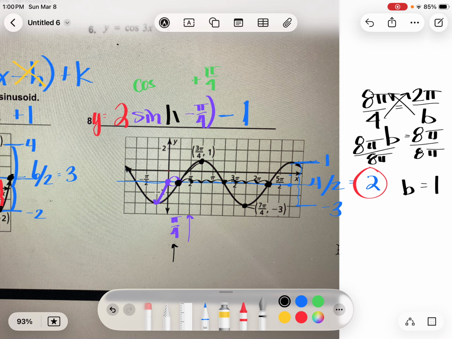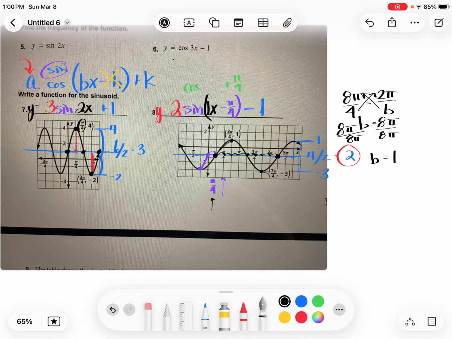So 1x. Do I need to put it if it's a 1? No. But just to show you that it wouldn't matter which way. And again, if you were to put 2 cosine of parentheses 1x plus pi over 4 minus 1, that would also be the same answer. Okay? So that's how you do those sinusoid ones.